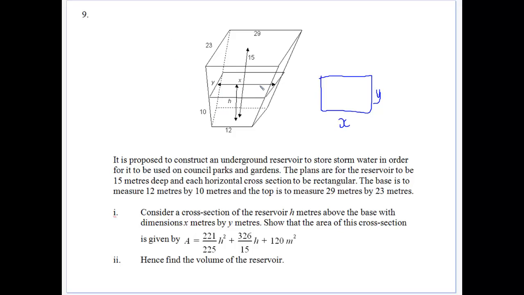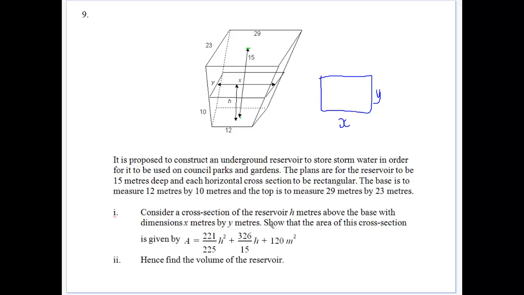This time we've got another of these types of problems where we've got no axes. It's an underground reservoir that's being formed there. They're going to be rectangular sections, but they're getting bigger. So again, our typical cross section, we're going to label x and y, but we want to get it in terms of h, which is our height, and have our limit of integration be from 0 to 15. So we've got 10 and 12 there, and 23 and 29 as the outsides at the top and bottom.